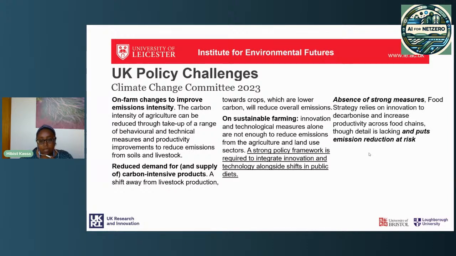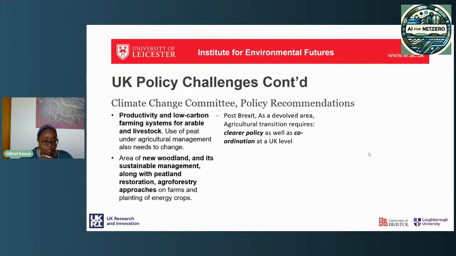And in terms of sustainable farming, innovation and technical measures alone are not enough. You need a strong policy framework to integrate the innovation and technology alongside shifts in the public diet. The absence of strong measures in relation to this has been highlighted by the Climate Change Committee, and this puts emissions reductions at risk. The policy recommendations also relate to productivity and low carbon farming systems for arable and livestock production. So the use of peat and agriculture management needs to change in terms of how it's been set up. Of course, there's creation of new woodland and sustainable management of woodlands, but alongside that, peatland restoration has been highlighted.